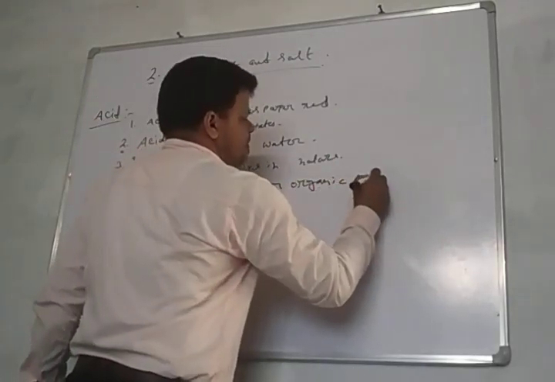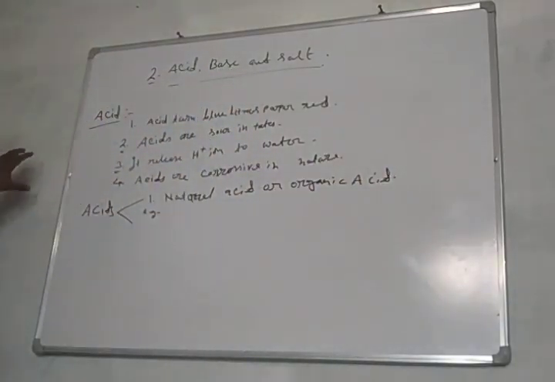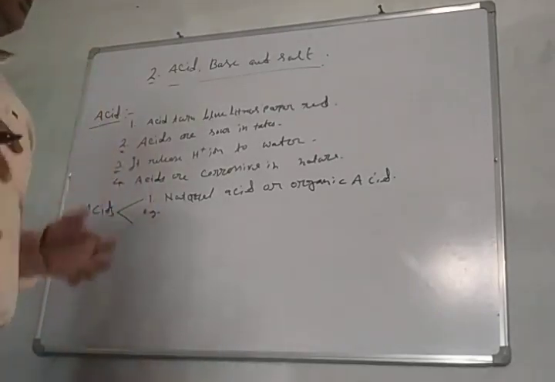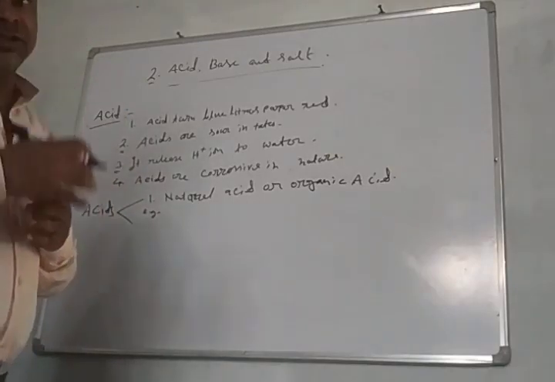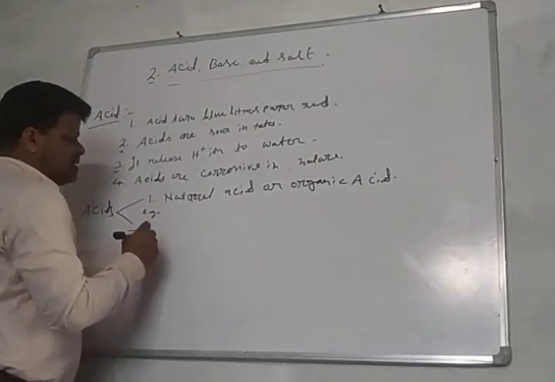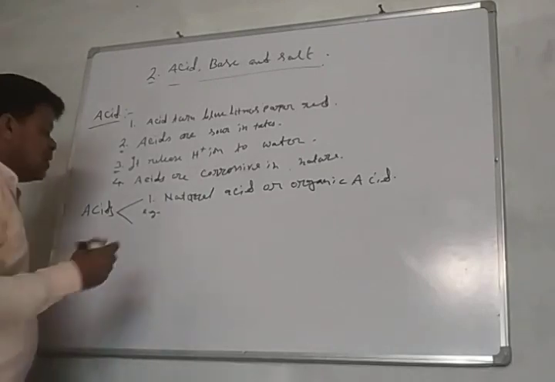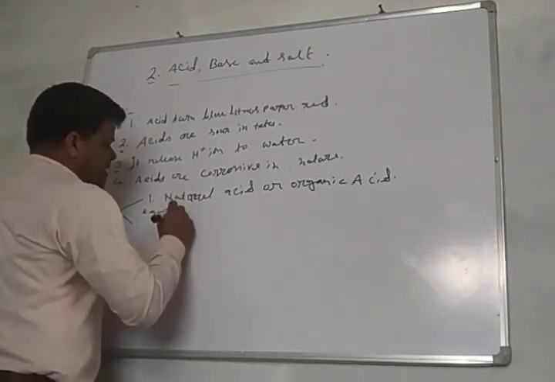Organic acid. Why is the name given as natural acid or organic acid? The reason is that we get it from nature. For example, we get citric acid from citrus fruits like lemon and orange. So the first one is citric acid.